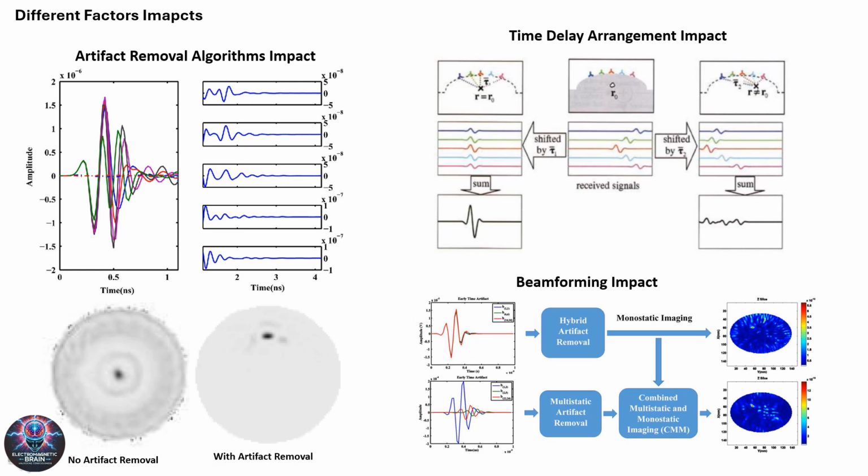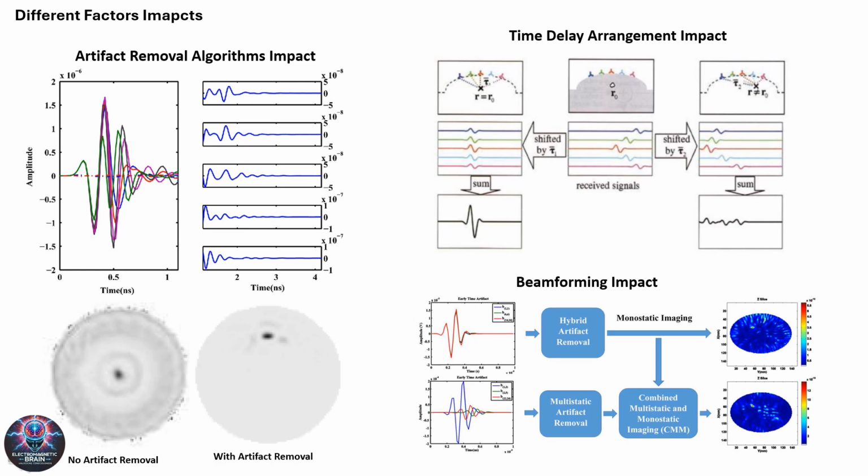In the bottom right corner, we see a workflow diagram that details the steps involved in improving the image quality through artifact removal. The process begins with hybrid artifact removal, a combination of different techniques aimed at eliminating unwanted signals. This is followed by multi-static artifact removal, where artifacts are removed in a system that uses multiple transmitters and receivers.